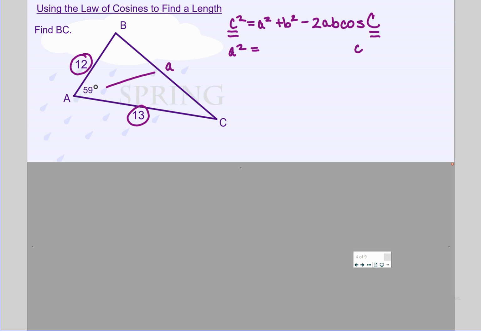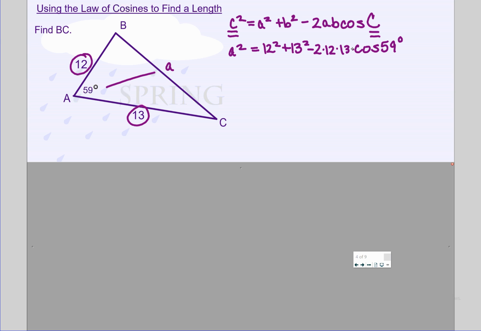that we're solving for. So I'm going to put cosine 59 over here. I always fill that in first. And then the little a and b in the formula are just the other two sides. It doesn't matter which one's which. So 12 squared plus 13 squared minus 2 times 12 times 13 times cosine 59.